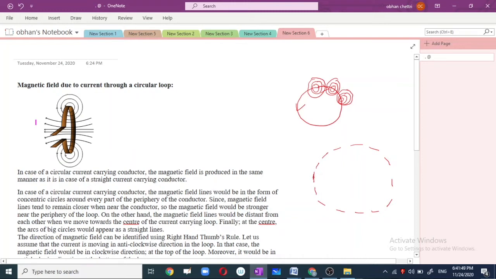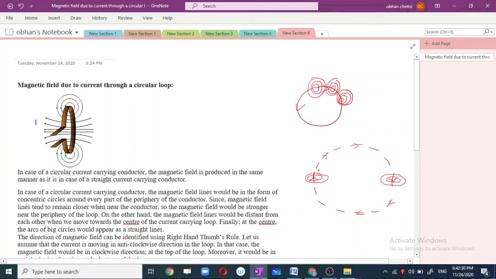Now suppose the current is flowing in the clockwise direction, that means this direction. So here the current is flowing from down to up, here the current is flowing from up to down. This is how we consider a circular loop in the form of straight current carrying conductors. Here also the magnetic field will be developed in the form of concentric circles, as shown.